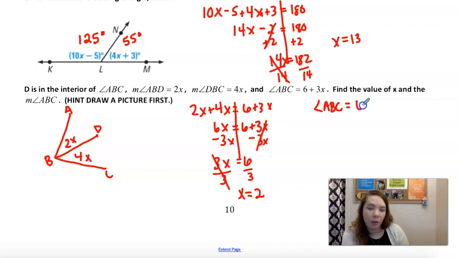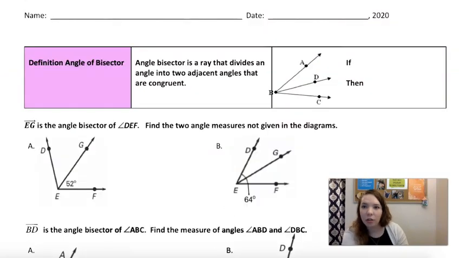ABC, we'll have 6 plus 3x, x was 2. So 6 plus 3 times 2 should give us 12. So angle ABC is only 12 degrees. Okay, pretty small. All right, next page.